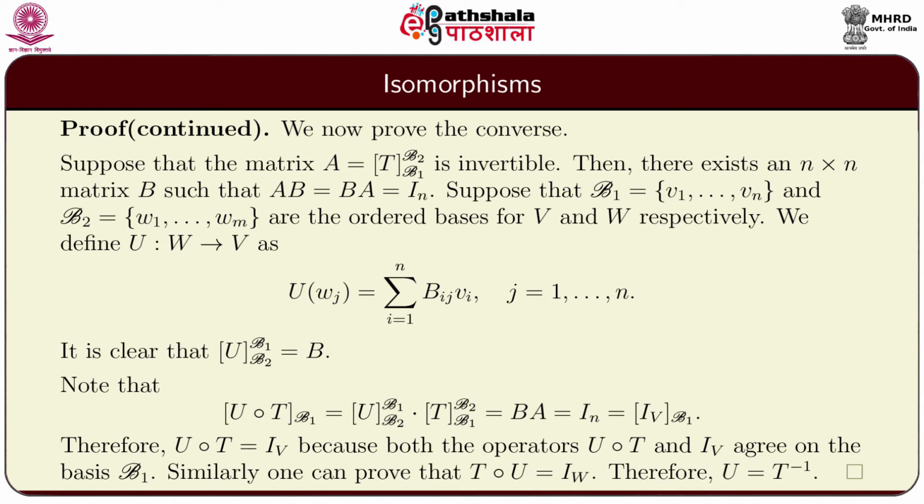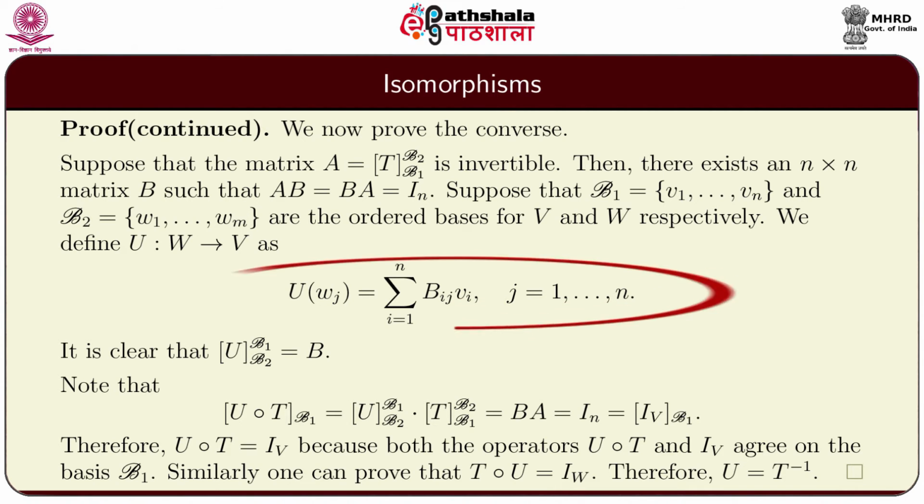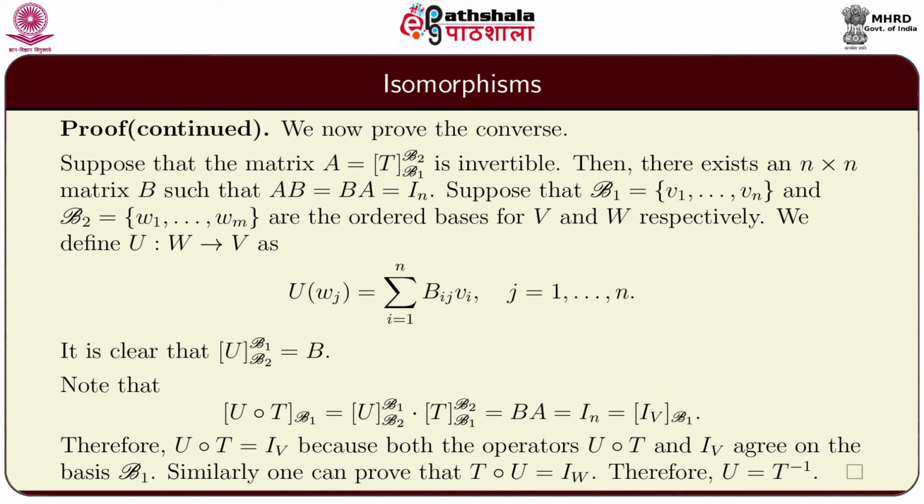Now, suppose that B1 is V1 V2 up to Vn and B2 is W1 W2 up to Wn are the ordered bases for V and W respectively. Now, we define the map U from W to V as U of Wj is equal to the summation of Bij Vi, where the summation is over i equal to 1 to n, and this is true for every j equal to 1 to n. And it is clear from the definition that the matrix representation of U with respect to the ordered bases B2 B1 is nothing but B.